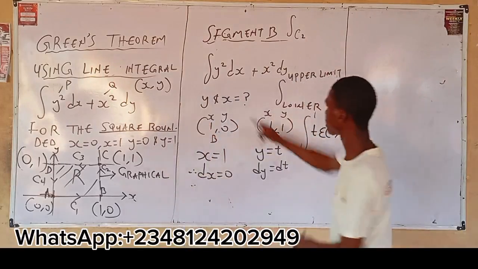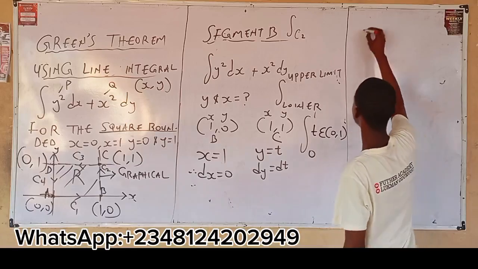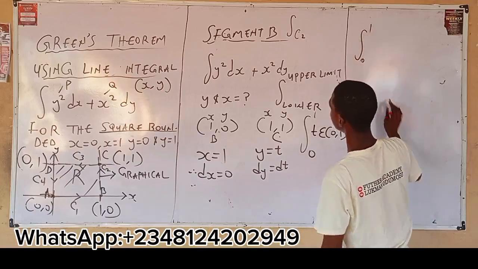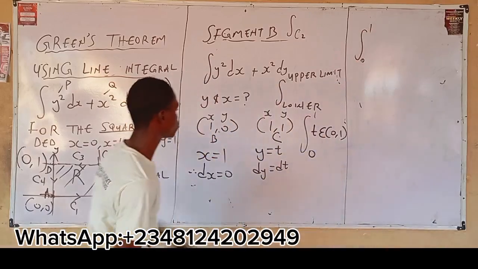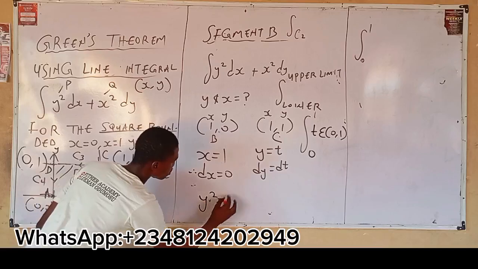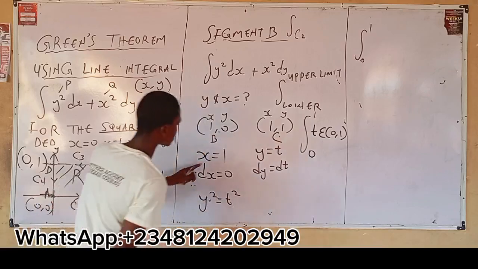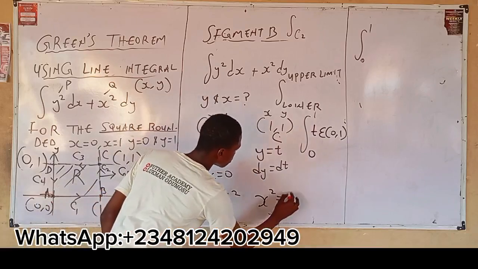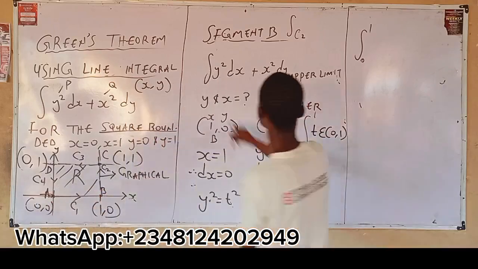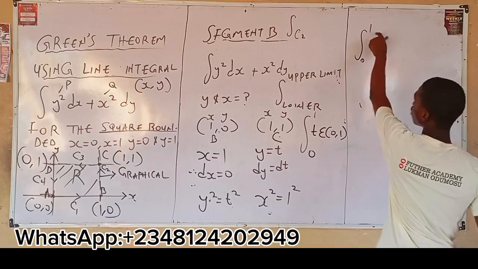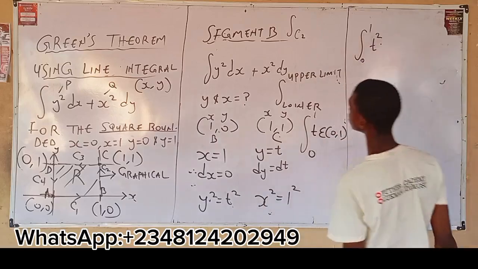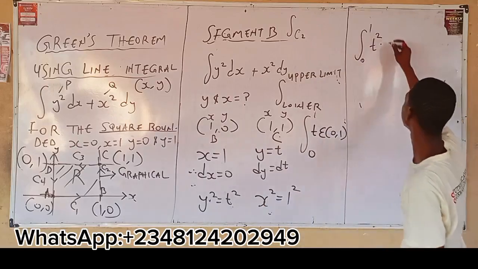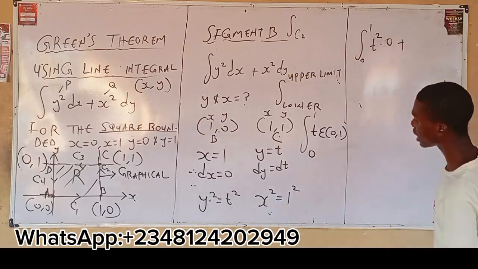So substitute all this in your line integral formula, meaning integral 0 to 1 y squared. What is y squared? If y is equals to t, then y squared will be what? t squared. Also, if x is equals to 1, x squared will be what? 1 squared. So substitute all this into your line integral formula. 0 to 1 y squared, meaning t squared dot, what is the x? 0 plus what's x squared? 1 square. What's the y?